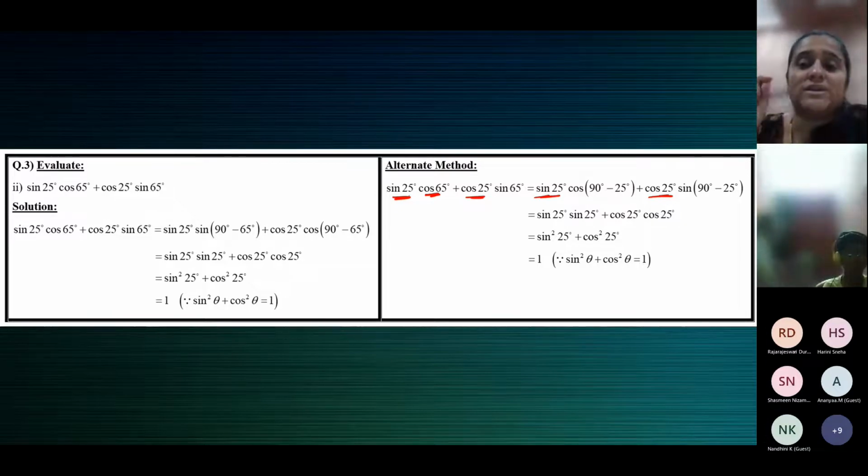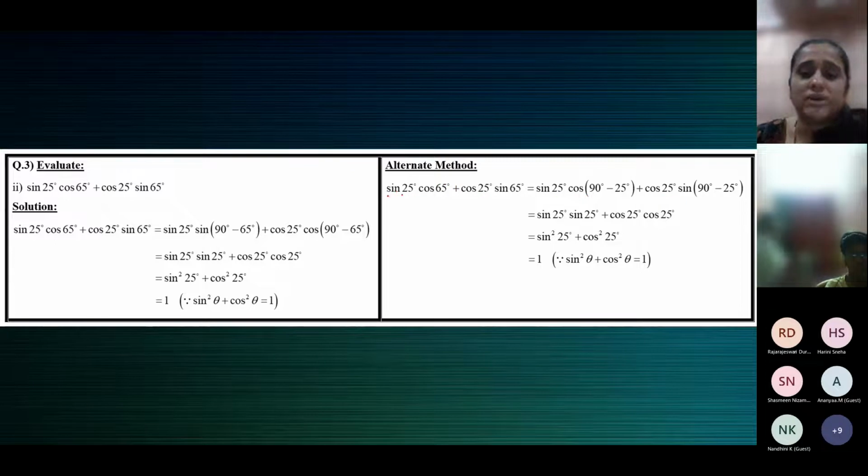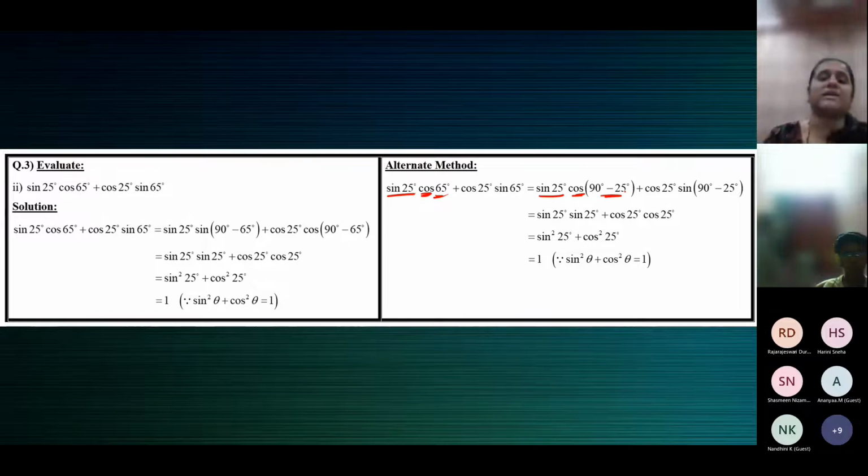65 will be 90 minus 25. So you're not using, see, 65 is 90 minus 25. All of us know that. So in the alternate method, we write cos as it is here, cos. 65 is written as a difference, 90 minus 25. There is no rule there. Sin 25 as it is, cos as it is, 65 actually as it is, but instead 90 minus 25, which is 65. No rule there. Then cos 25 as it is.